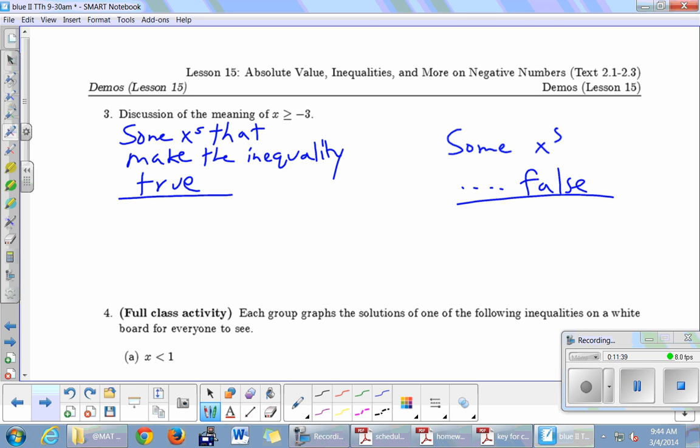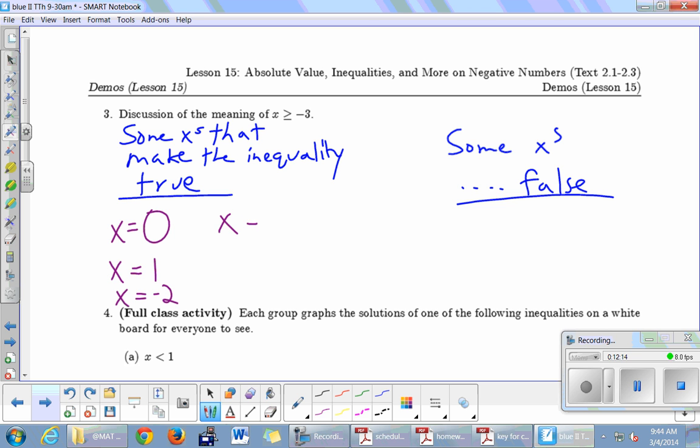So can somebody give me a value of x where x is greater than or equal to negative 3? 0. You guys agree that 0 is bigger than or equal to negative 3? Super. Somebody give me another number. X equals 1. Do we agree? X equals 1 is bigger than or equal to negative 3. Wonderful. Negative 2. It's still bigger than or equal to negative 3.